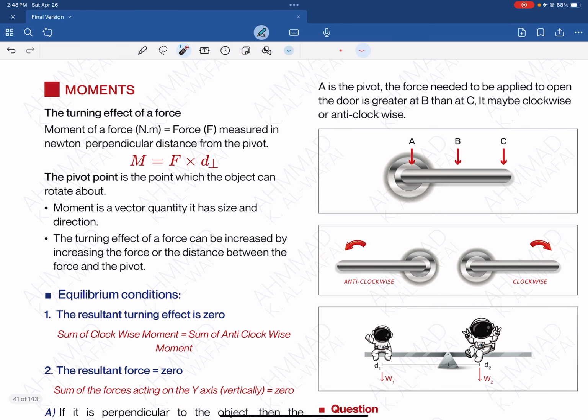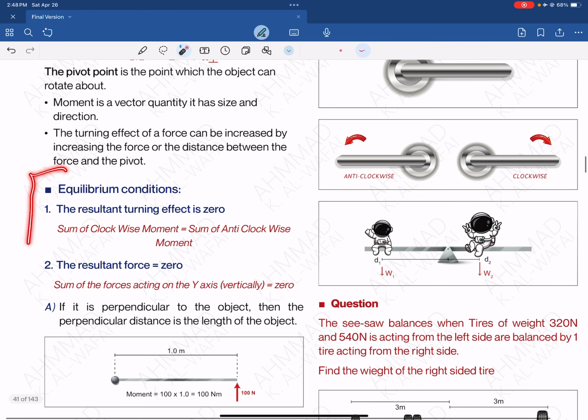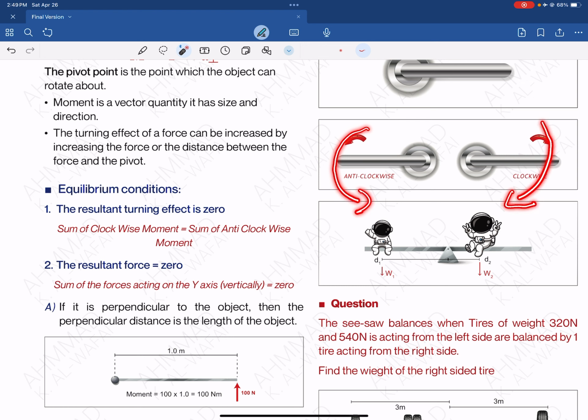Now for any object that is in equilibrium, we can say that the sum of the clockwise moments is equal to the sum of the anti-clockwise moments. Basically, as you can see, this is the turning effect in the anti-clockwise and this is the turning effect in the clockwise. If they are equal, the object is stable. Also, if the resultant force is zero, which basically means the sum of the forces going up is equal to the sum of the forces going down, then the object is stable. So those are the two main conditions for equilibrium, okay?